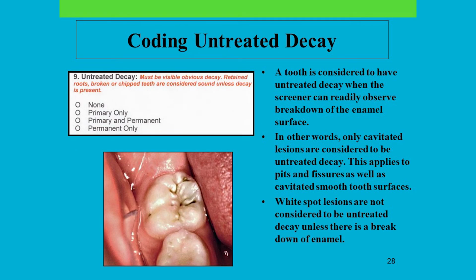The category of untreated decay is number 9 on the screening form. Note that once again, in this section, the categories are specific to the types of teeth within the mouth. For example, primary teeth only, primary and permanent teeth, or permanent teeth only. A tooth is coded as untreated decay when the screener can readily observe the breakdown of the enamel surface. White spot lesions are not considered untreated decay unless there is a breakdown of enamel.